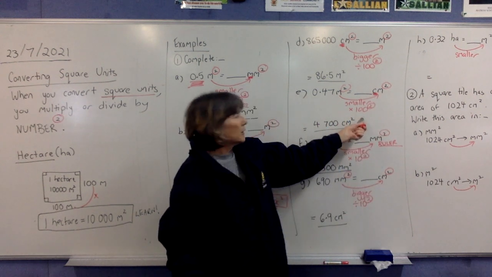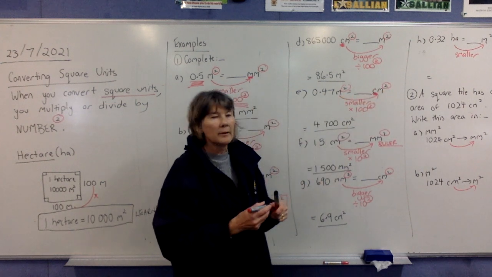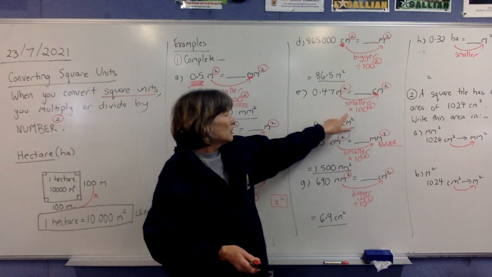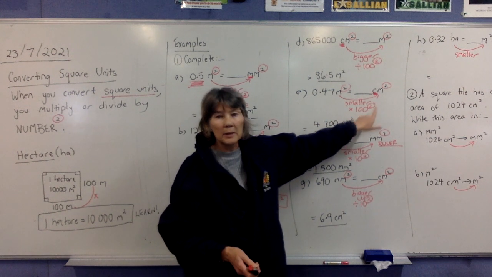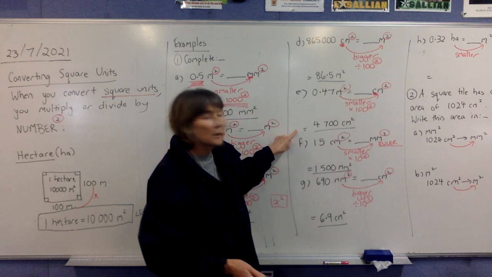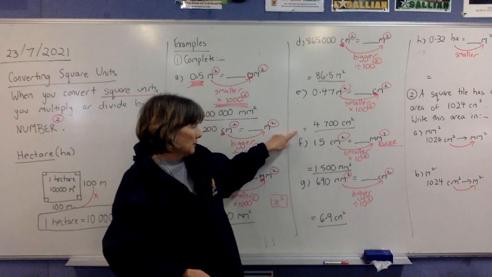Centi is 100. If this is squared and this is squared, the 100 is squared. So you're typing in 0.47 times 100 and press the x squared key up the top. And you will get, on your calculator, 4,700 centimetres squared.